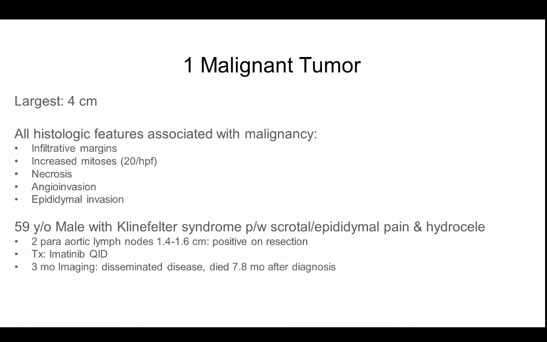The malignant lesion was the largest of the series at 4 centimeters, and all of the histologic findings that have been reported to be associated with malignancy, including infiltrative margins, high mitotic rate, this one at 20 per high power field. The cutoff for the criteria is 3. Necrosis, angioinvasion, and epididymal invasion. And this was a case of a 59-year-old male who had Klinefelter syndrome, presented with a scrotal mass, pain in the hydrocele. At the time of resection, he had 2 positive para-aortic lymph nodes, and despite treatment, he had disseminated disease at 3-month imaging and died at 8 months.